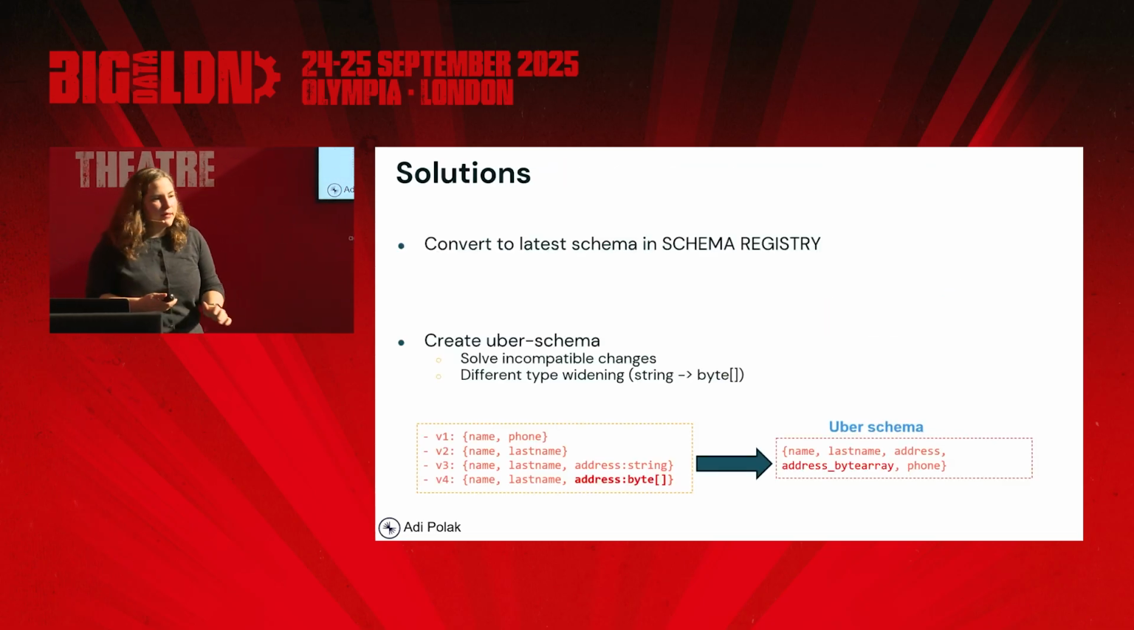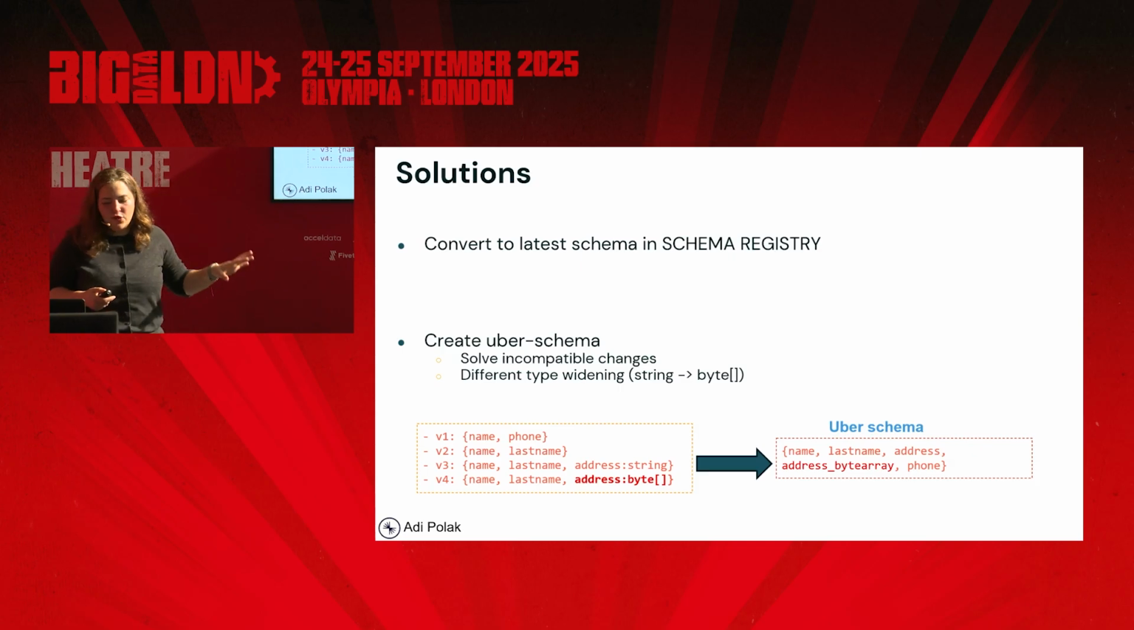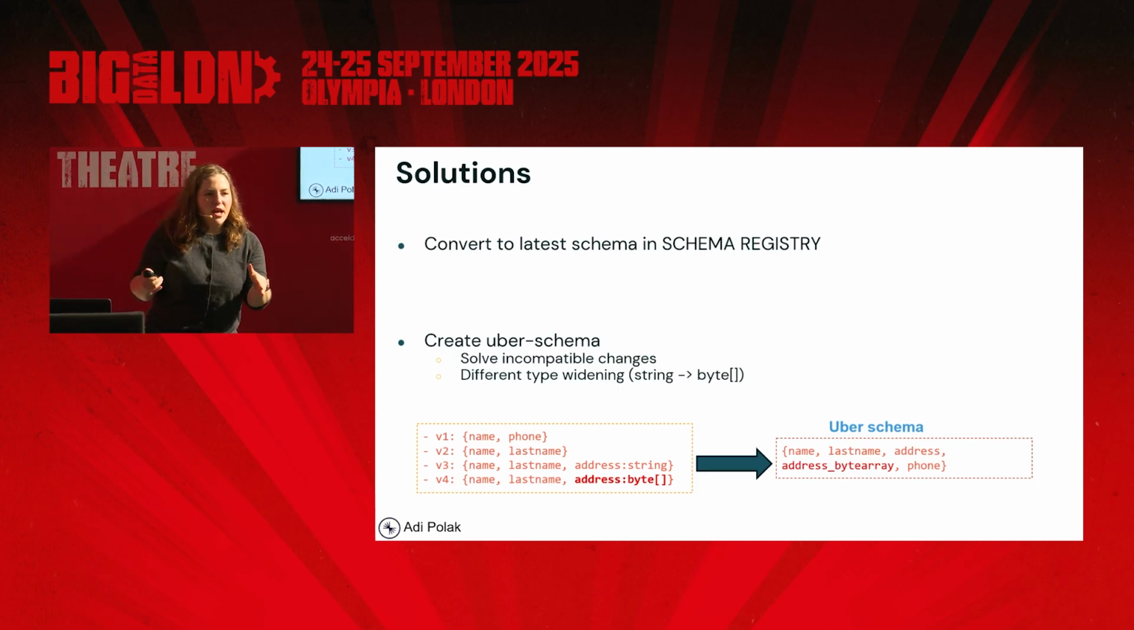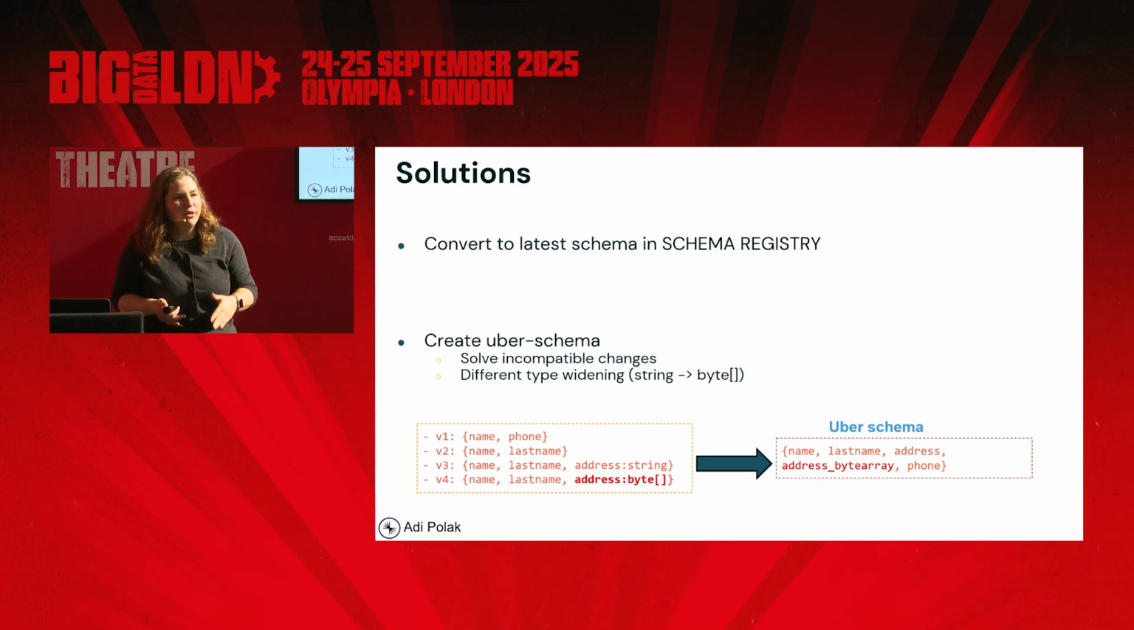So how do we do it? First of all, we convert the latest schema to a schema registry. We know now that all the data I have in my Kafka topics is attached to some schema in the registry. I have information about what exists in that data.